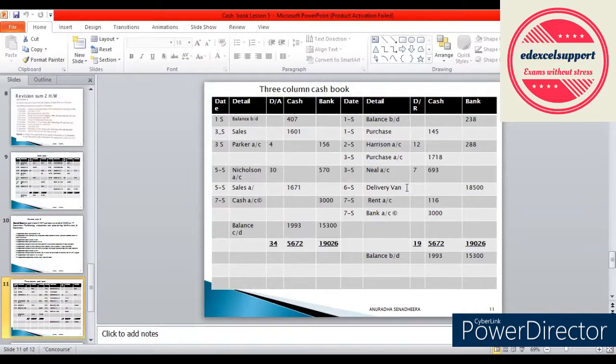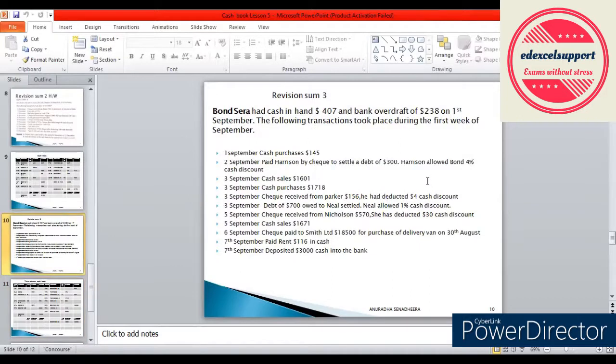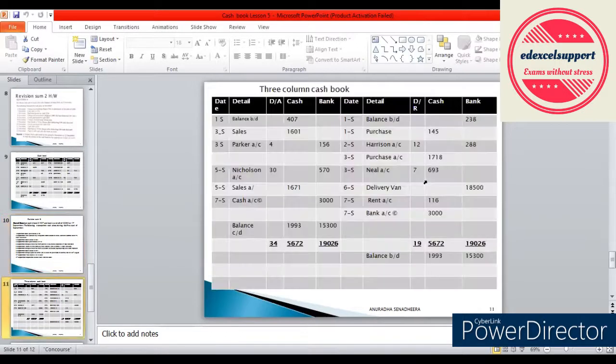The discount will be 7. So from 700 you deduct 7, you get 693 as the cash you paid, with the discount. So the next one is check received from Nicholson 570, and she has deducted 30 cash discount. So we received a check from Nicholson, so she must be a trade receivable. So 600, and she has deducted 30. So already she has deducted, so easy to record. So received a check, so it's in the bank, debit side 570. So discount is 30.